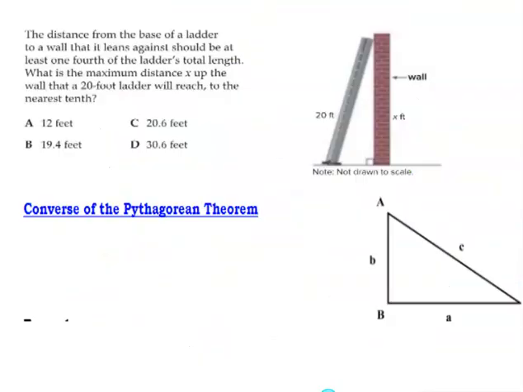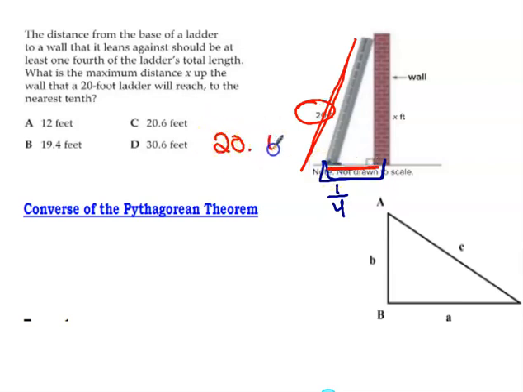So it says the distance, so the base of the ladder to the wall, so this section right here is 1/4 of the ladder itself, and the ladder is 20. Okay, so I need to find out what the distance of this is first. I'm going to do 20 times 1/4, multiply across, 20 over 4 equals 5. So then we have 5 feet down here.